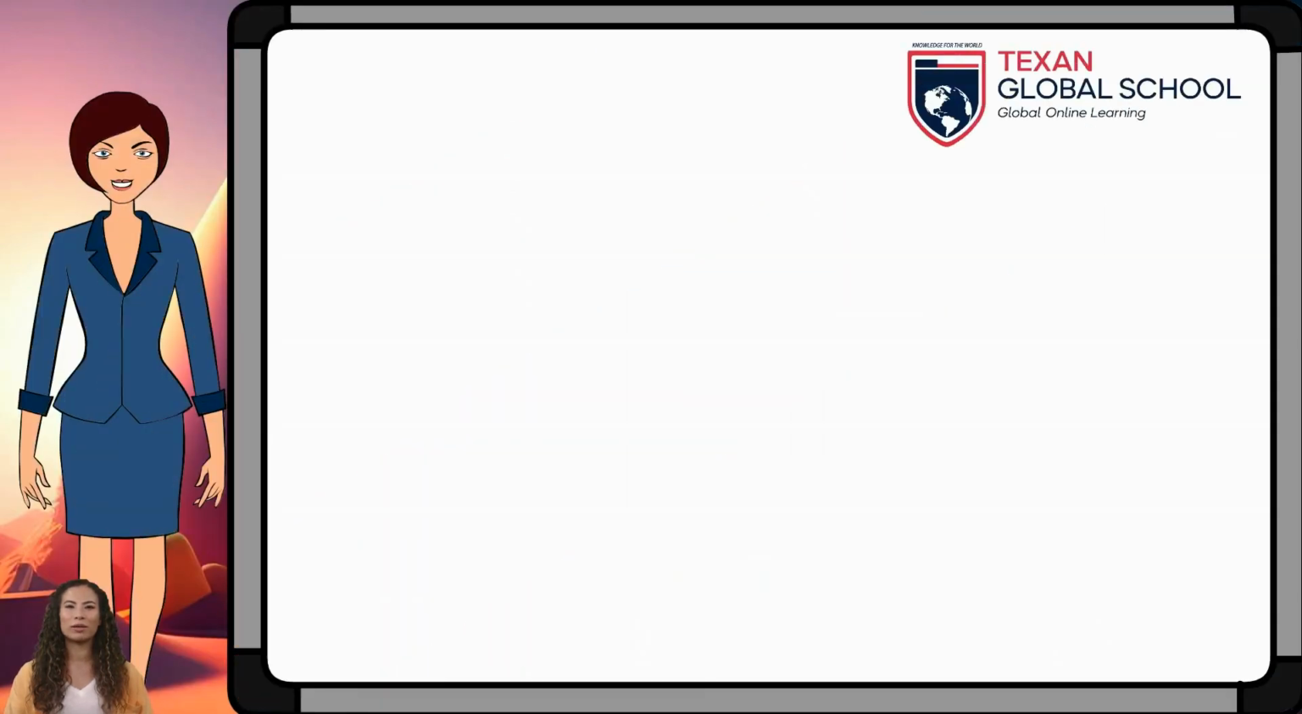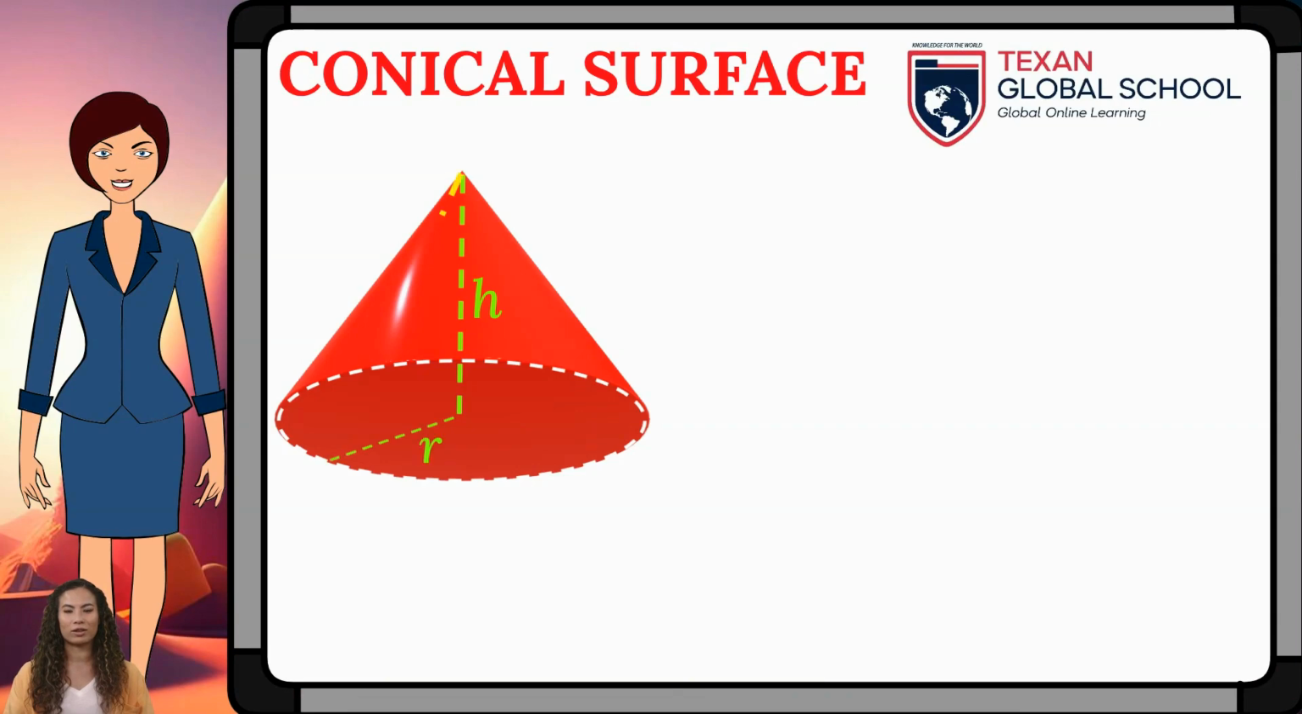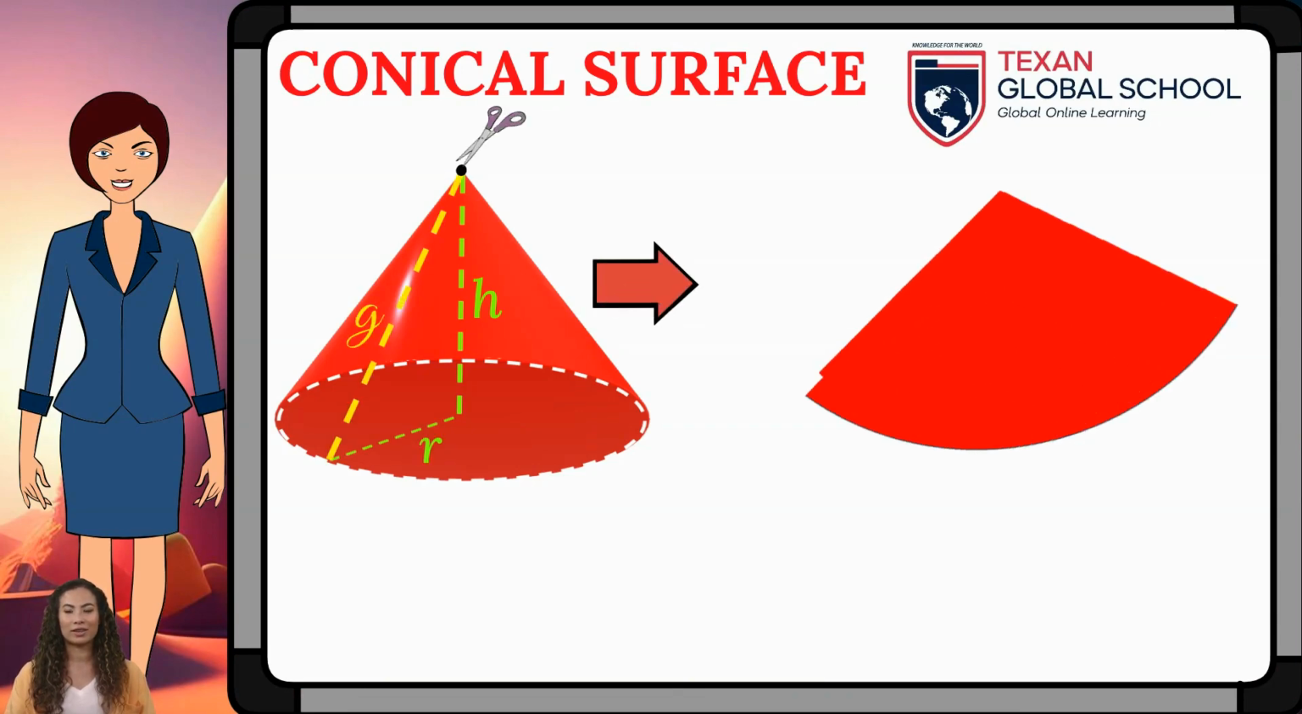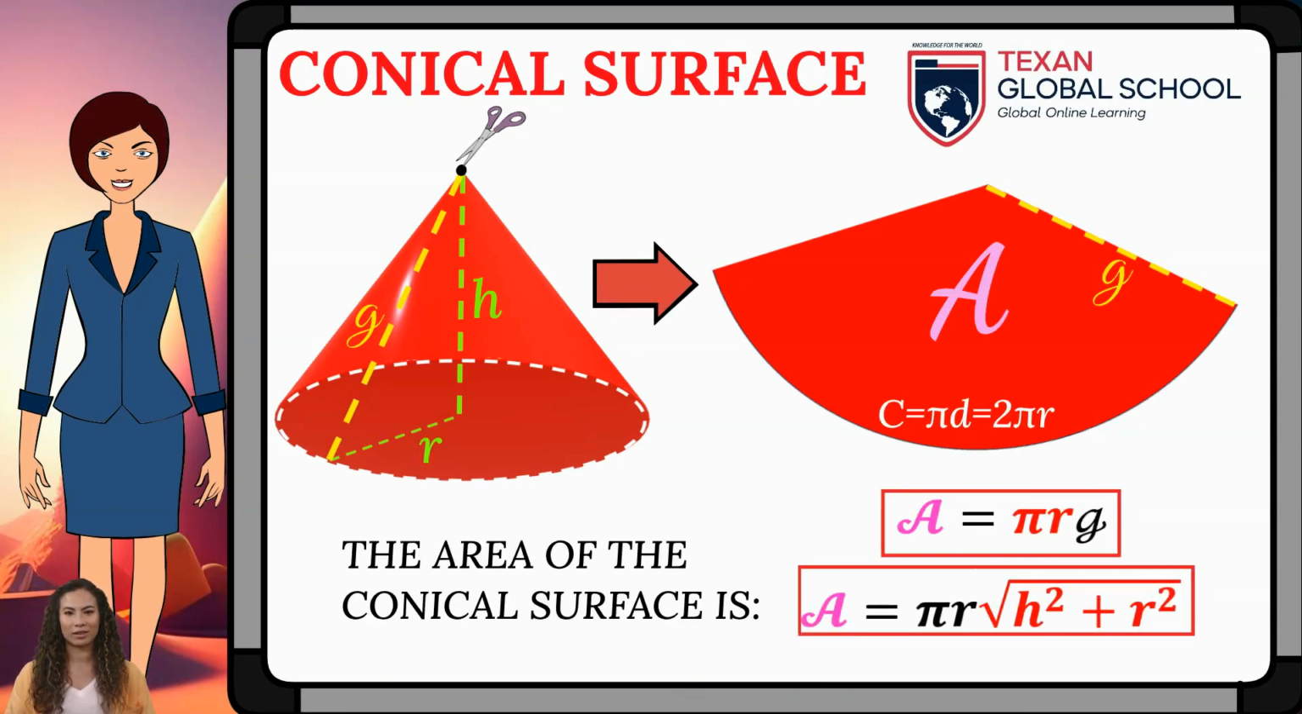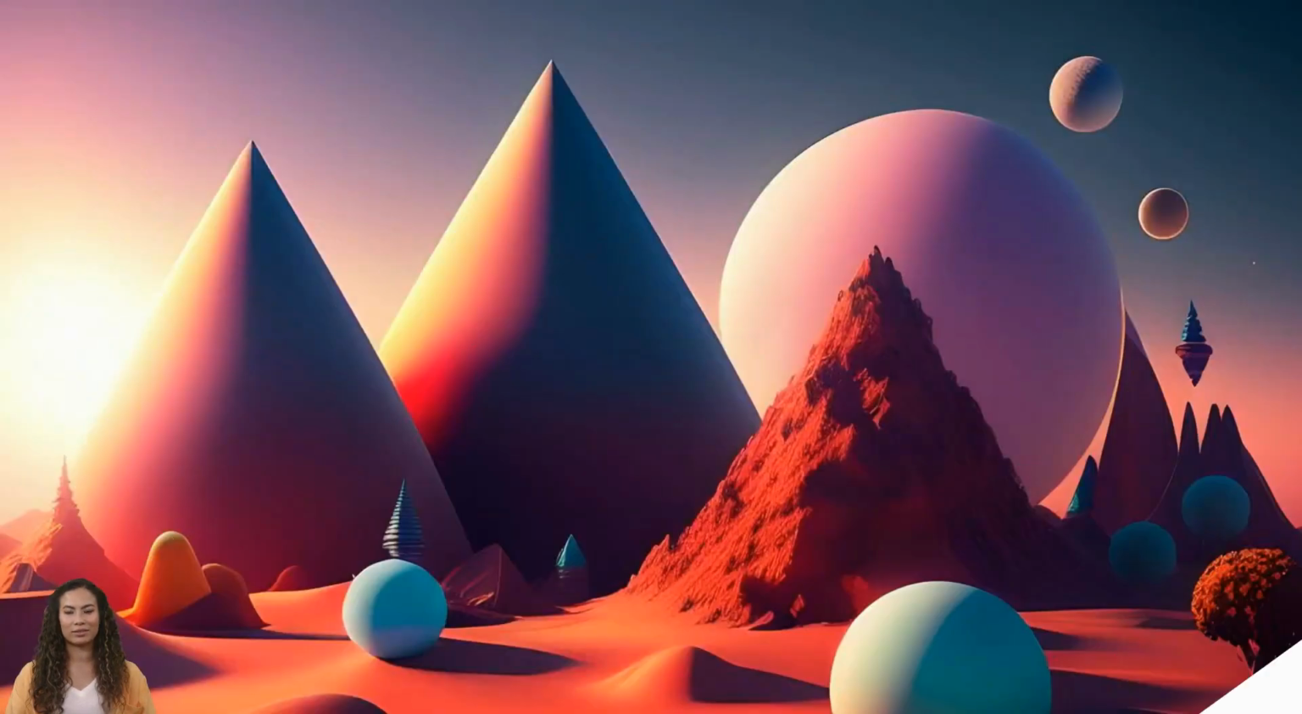Given a cone, we can cut through one of its slant heights to unfold it. Without considering its base, the remaining area is the conical surface. As seen, it has the shape of a circular sector. And this area can be calculated as pi times the radius times the slant height.